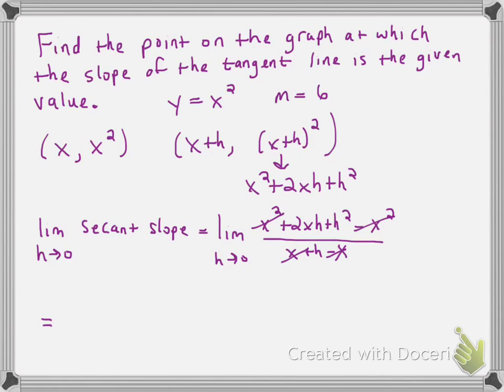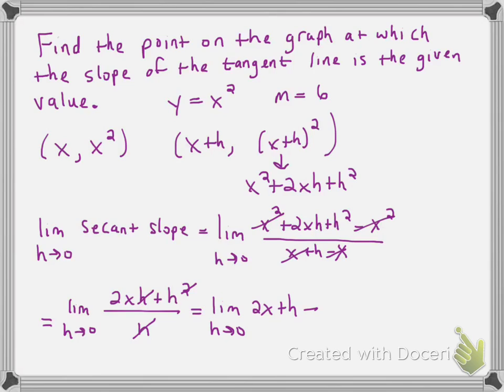Now what I'm left with is the limit, as h approaches 0, of 2xh plus h squared, all over h. I'm going to cancel out again. Each of these terms has an h, so get rid of it. Now what I'm left with is the limit as h approaches 0 of 2x plus h.